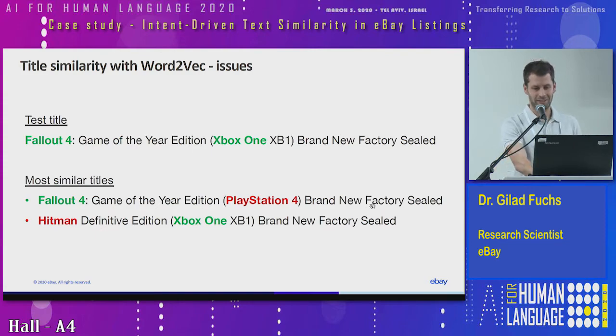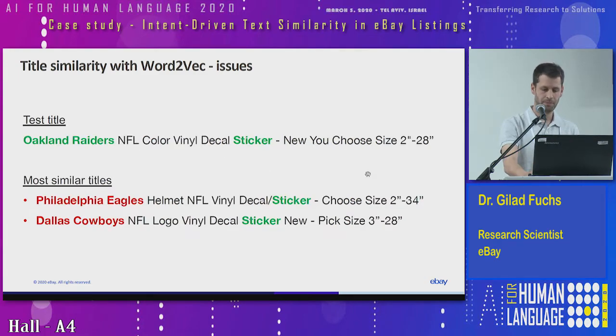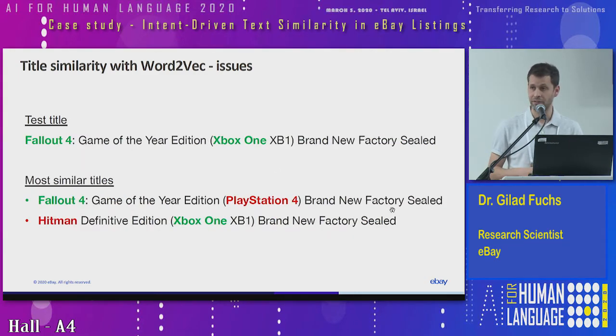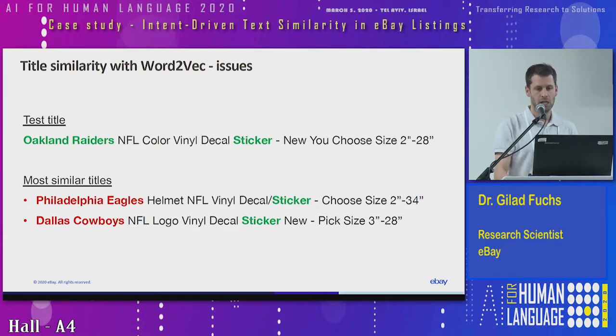Another interesting thing to see here is that all those titles have this "brand new factory sealed" at the suffix of the title, okay? So we are already starting to understand that Word2Vec, when you use a simple average, probably gives more weight, or let's say the same weight, to this "brand new factory sealed" part of the title, which sellers use many times as marketing phrases, and finds similar items that have this "brand new factory sealed", which is obviously less important in our case.